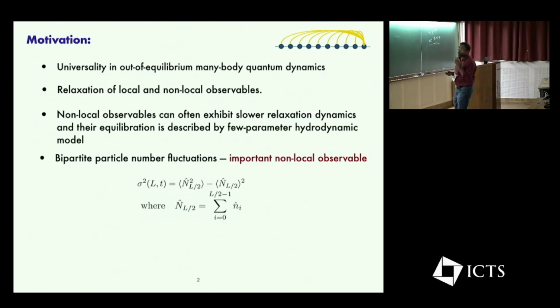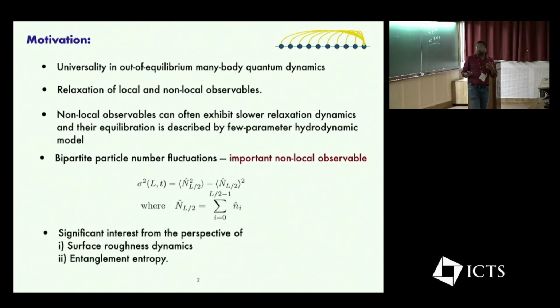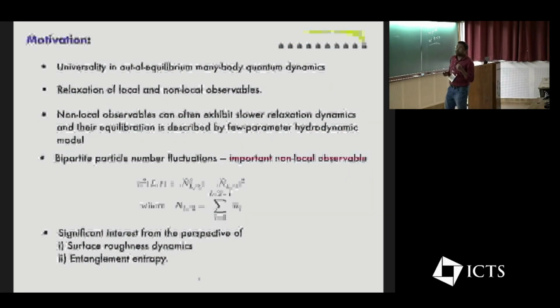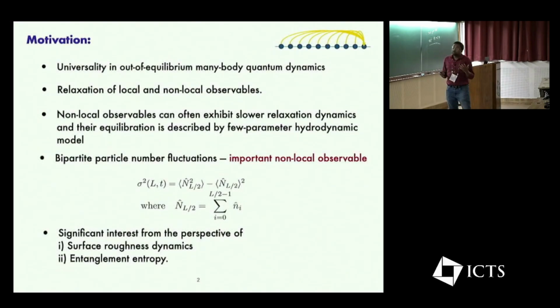You can obviously ask what the motivation is, or why one would be interested. There are different perspectives. This often connects to something called surface roughness dynamics. Number fluctuation also often gets connected to the so-called entanglement entropy and so on. So this is something which could be of interest to many people.